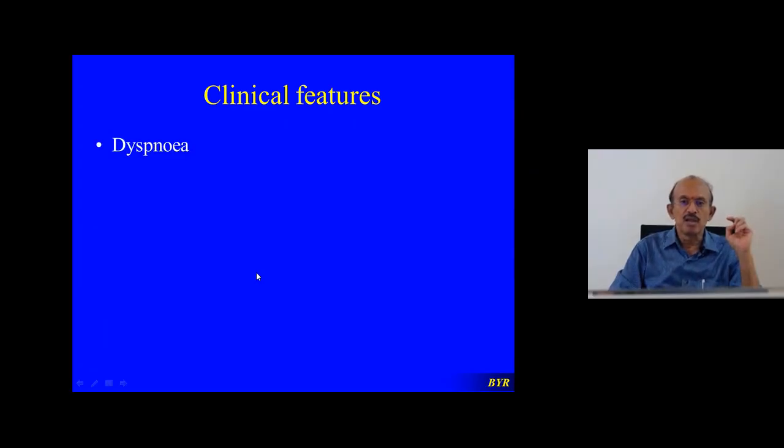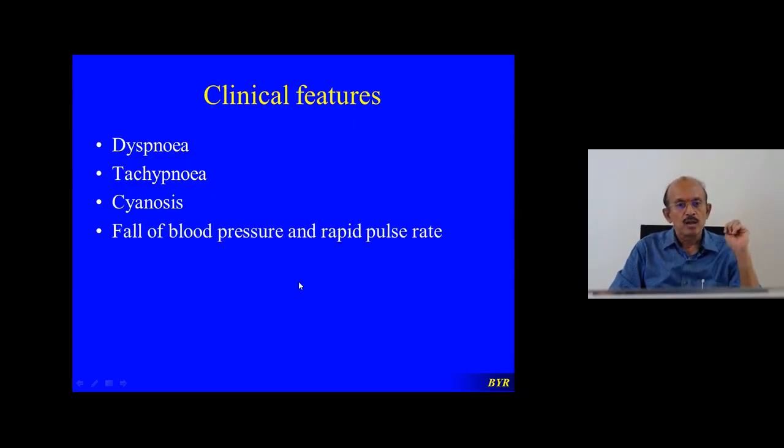Clinical features of air embolism. Once the pulmonary arteries are stuck with air or foam, the patient will get sudden dyspnea, tachypnea. The respiratory rate, normally only about 15 per minute, becomes about 30 or 40 per minute. Then there will be cyanosis. There is a fall of blood pressure and rapid pulse rate.